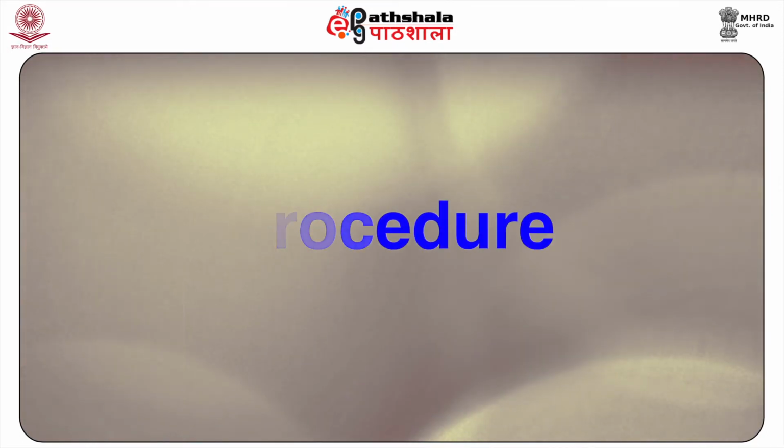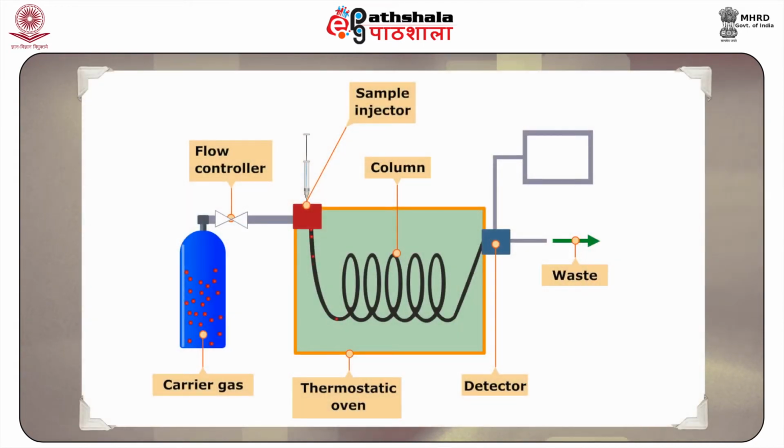Procedure: in a GC analysis, a known quantity of liquid or gaseous analyte is injected into the column through a microsyringe. As the mobile phase migrates down the column, the various sample components get adsorbed on the stationary phase based on their relative affinities. This rate of migration not only depends upon the nature of stationary and mobile phases but also on the sample under analysis.